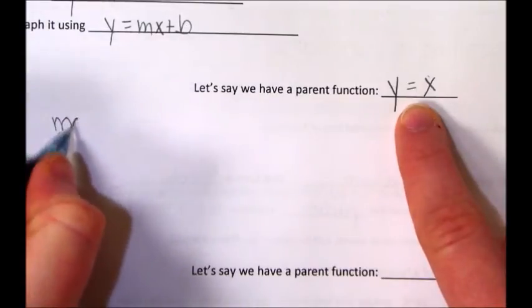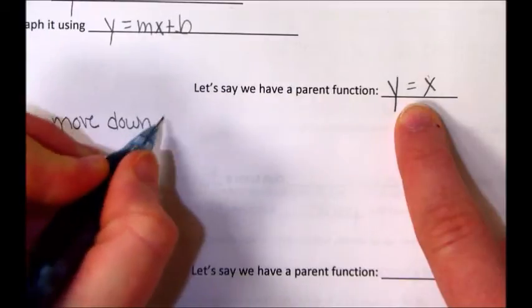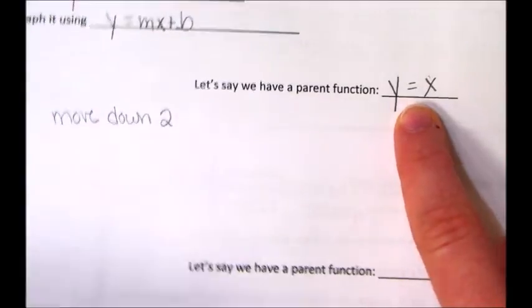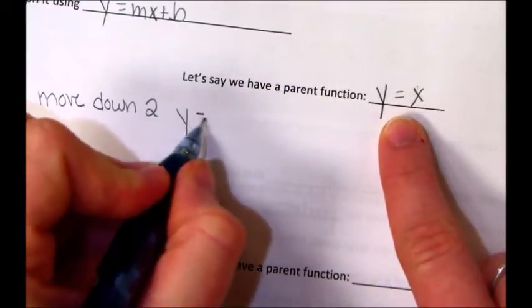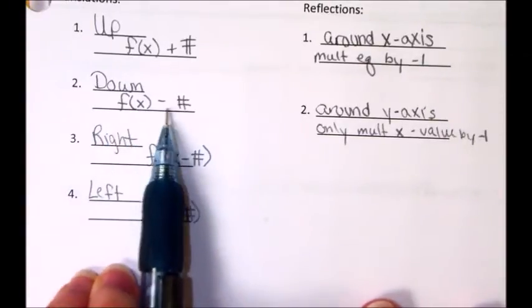Let's move this equation down 2 units. That's just going to be y equals x minus 2, because you just throw a minus 2 in the back. See, that's what I was trying to get at over here: if you're going to move something down, you just do minus a number in the back.